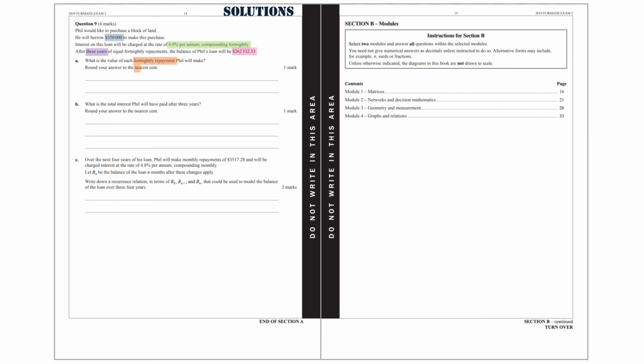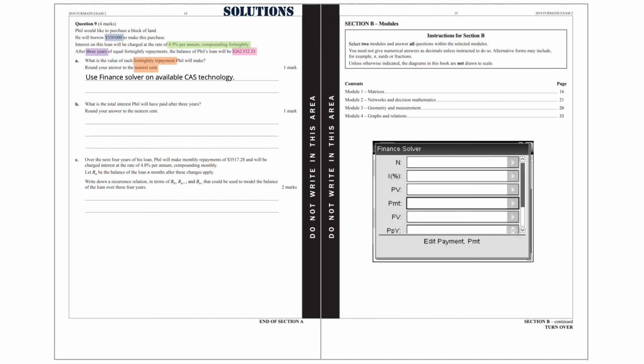Part A. What is the value of each fortnightly repayment Phil will make? Round your answer to the nearest cent. We are going to use Finance Solver on available CAS technology. For the number of periods is 3 times 26 because there are 26 fortnights in 1 year, so that is 78. Interest rate per annum 4.9%, present value $350,000, and future value $262,332.33. Notice that this has a negative in front of it because it's still owed. And the number of payment periods per year is 26. So the fortnightly payment is going to be $1,704.03.